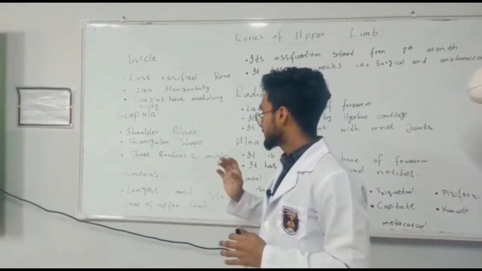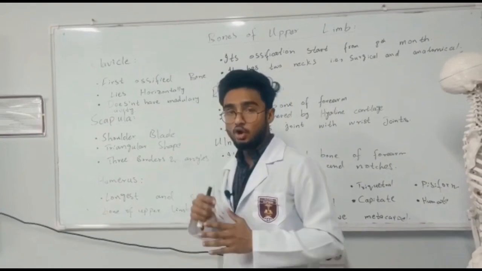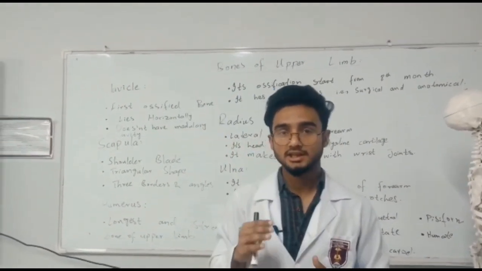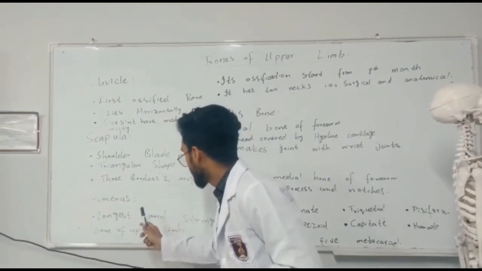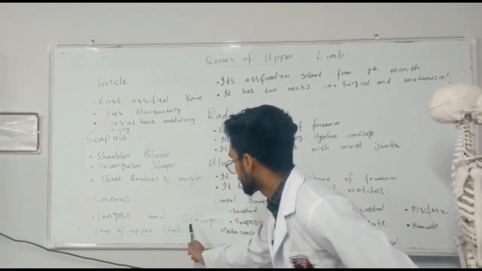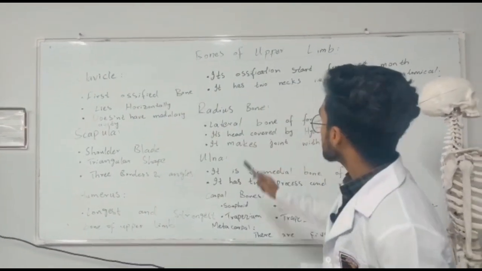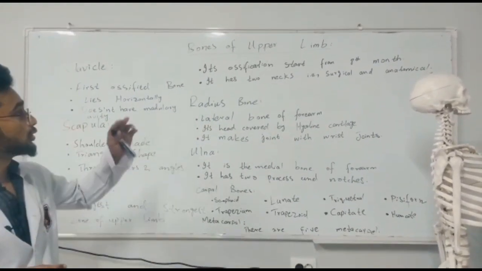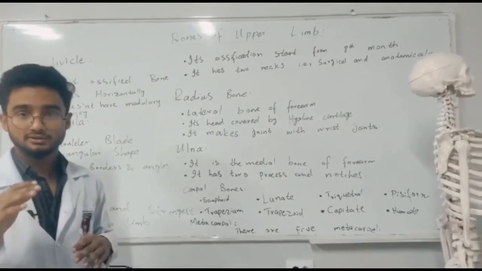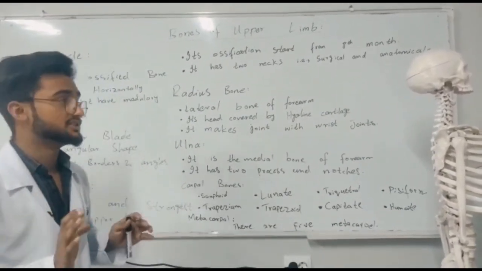Okay, after the scapula we have the humerus bone. The humerus bone is the longest and thickest bone of the upper limb. Okay, you can see from here, the longest and strongest bone of the upper limb. Its ossification starts from the 8th month and it is ossified by 18 years of age.